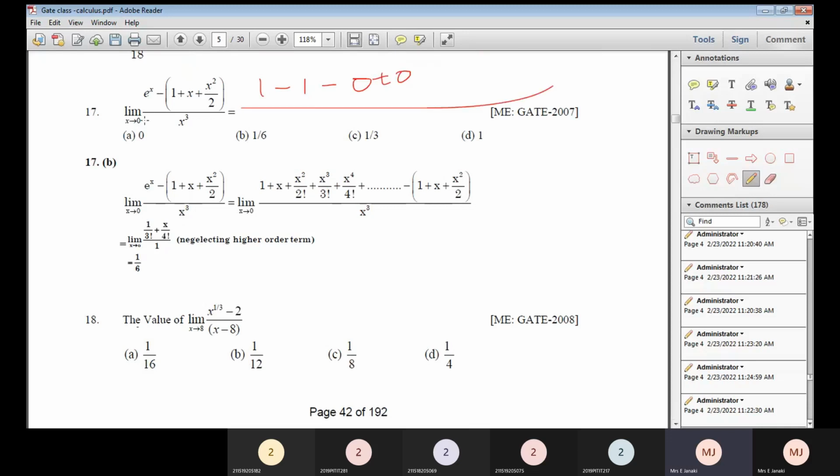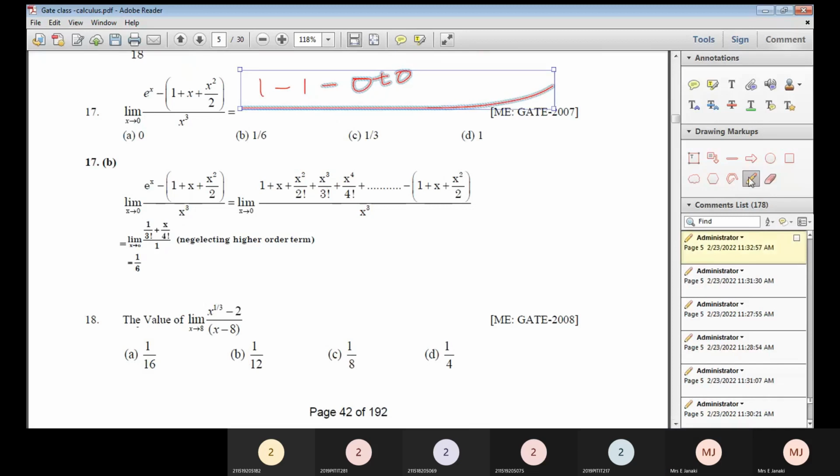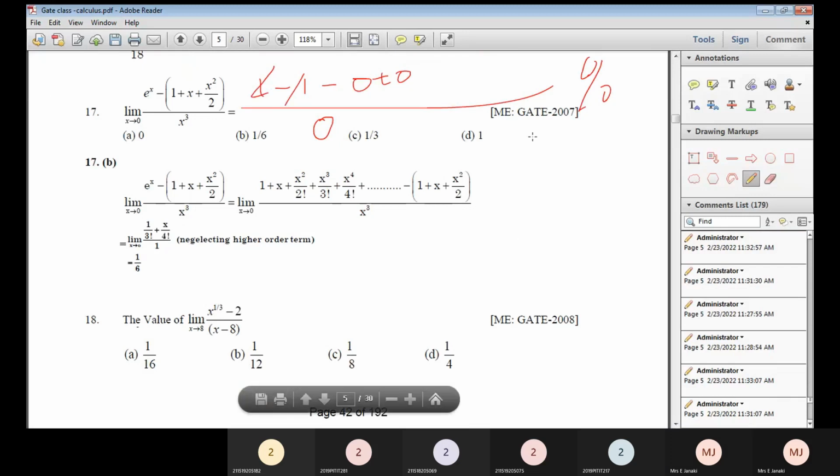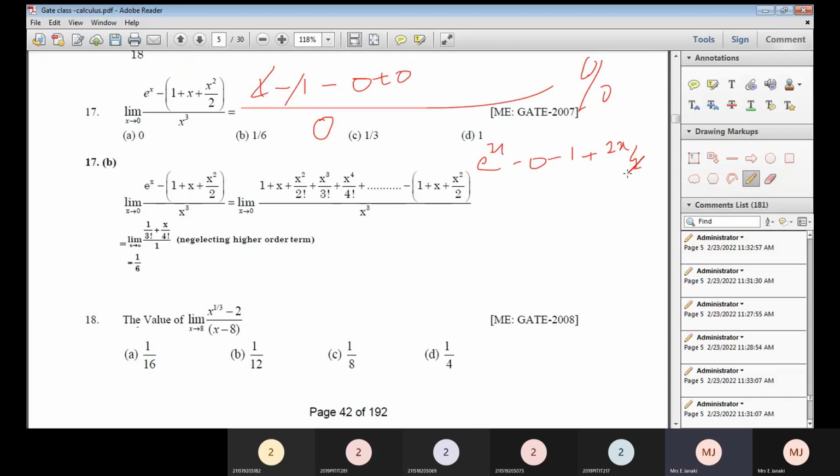And x tends to 0 means the denominator is 0. And 1 minus 1 is 0. So we are getting 0 by 0 form. So what we have to do whenever you are getting 0 by 0 form? Differentiate numerator and denominator separately. The derivative of e power x is e power x, the derivative of 1 is 0, the derivative of minus x is minus 1, the derivative of x square by 2 is 2x by 2, and 2 gets cancelled.